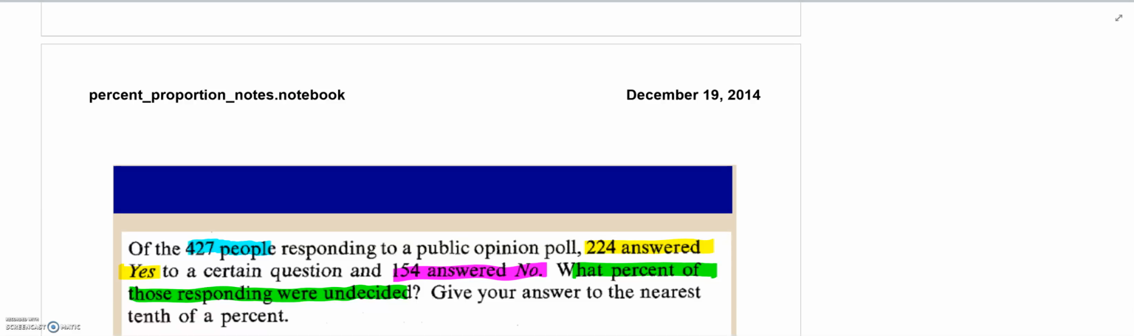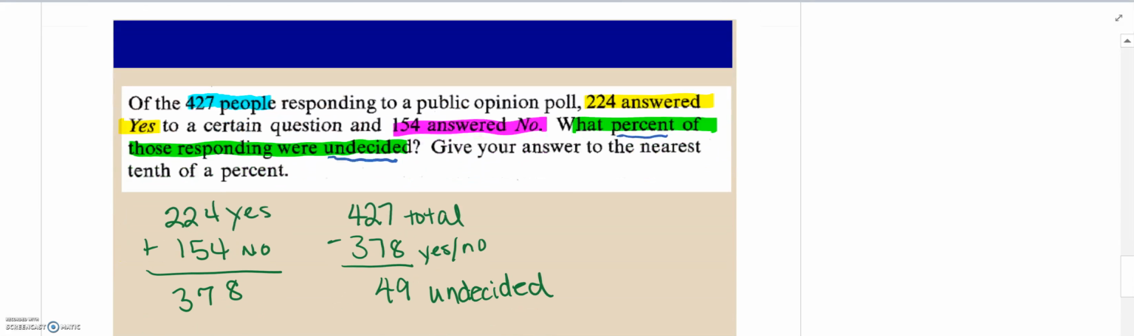Of the 427 people responding to a public opinion poll, 224 answered yes to a certain question and 154 answered no. What percent of those responding were undecided? Okay, so right away I know I'm looking for the percent. So I know I can put x over 100. It tells us how many people answered yes or no, and what we're actually being asked for is how many are undecided. So what we're going to have to do is add up how many people said yes or no, and we get 378.